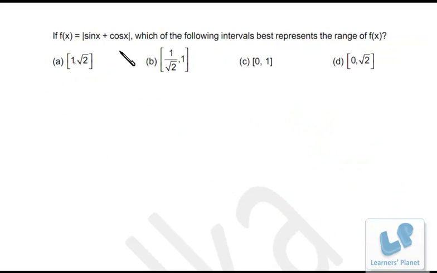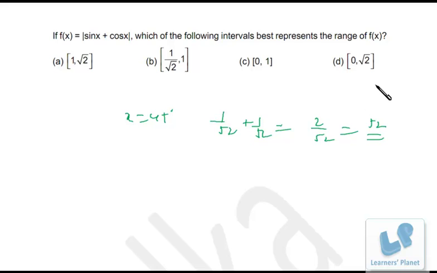Now f(x) is equal to modulus of sin x plus cos x, and which of the following intervals best represents the range of f(x)? Now friends, a very simple problem. If you have basic knowledge of trigonometry, that problem can be done easily. Sin x plus cos x: the maximum value is achieved when both are in the same direction, that is when x is 45 degrees. In that case, sin x and cos x are equal, that is 1 by root 2 plus 1 by root 2, that's 2 by root 2. That means the maximum value that can be achieved is root 2.